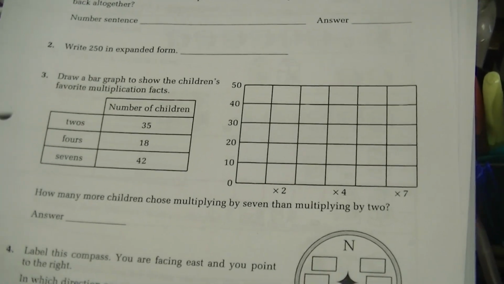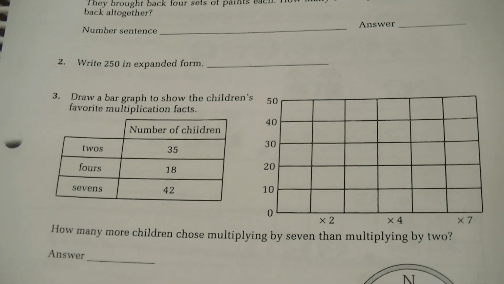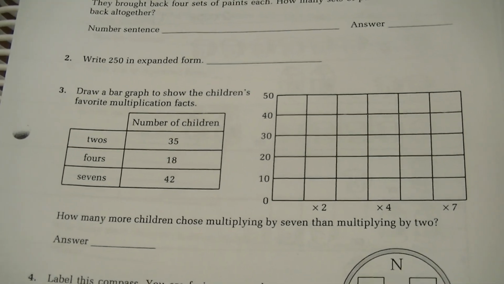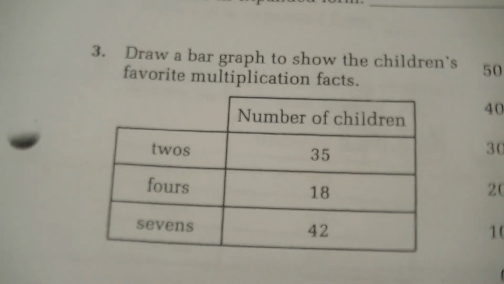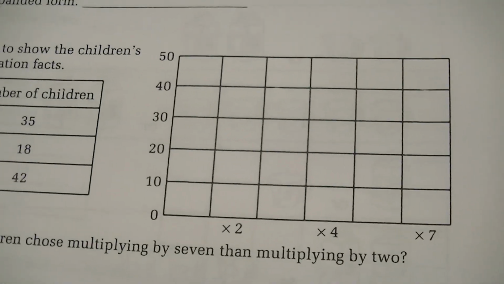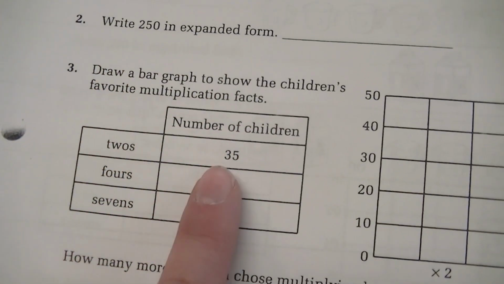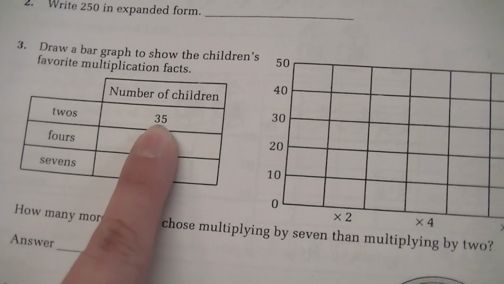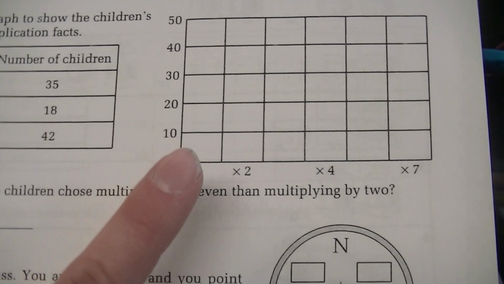All right, Ben, read me number 3. Draw a bar graph to show children's favorite multiplication facts. All right, so here we have our chart with our information and then our bar graph that we're going to shade. So here we start with our times 2. How many children like times 2s? Rembrandt, how many children? 35.